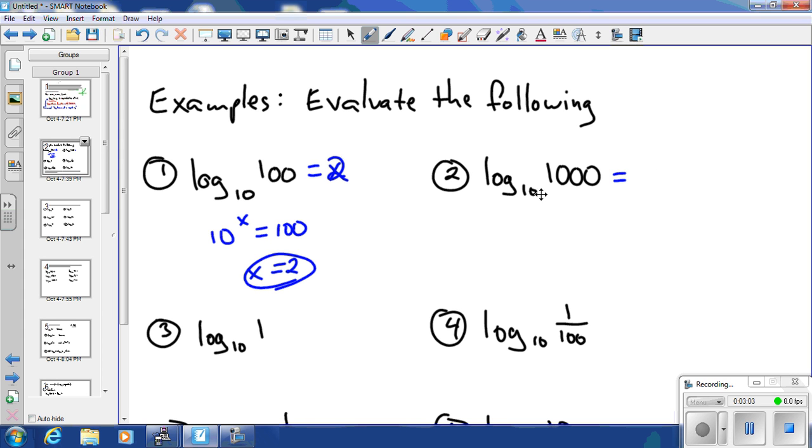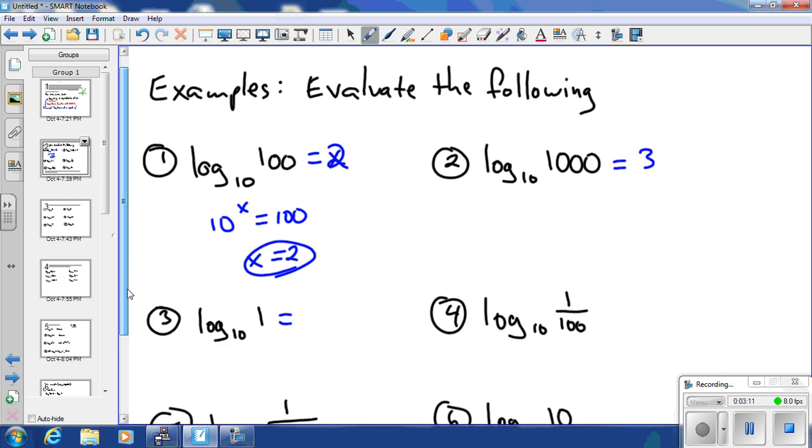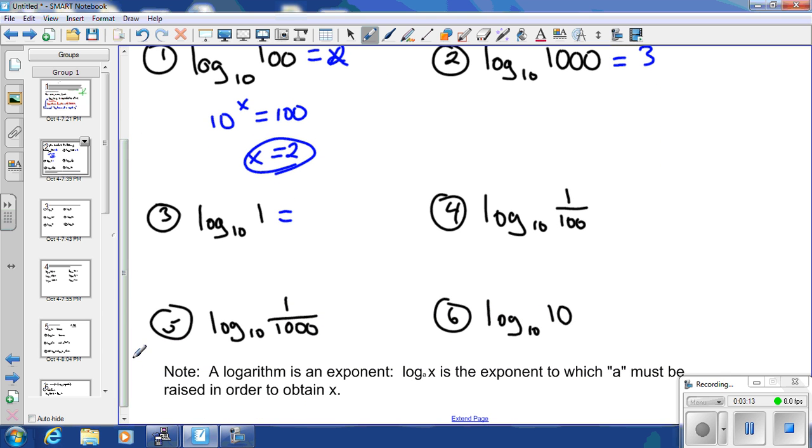Here, 10 to what power is equal to 1,000? 10 to the third power. Number 3, 10 to a power is equal to 1. Well, if you remember, anything to the 0 power is equal to 1. So that's equal to 0.